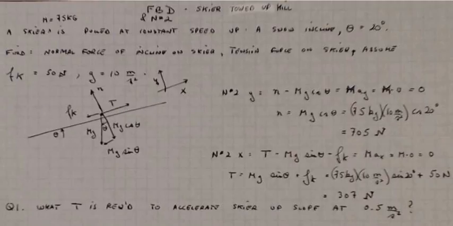Question for you: what T is required if we were to accelerate the skier up the slope at 0.5 meters per second squared, assuming the same values for everything else, same friction, same mass.